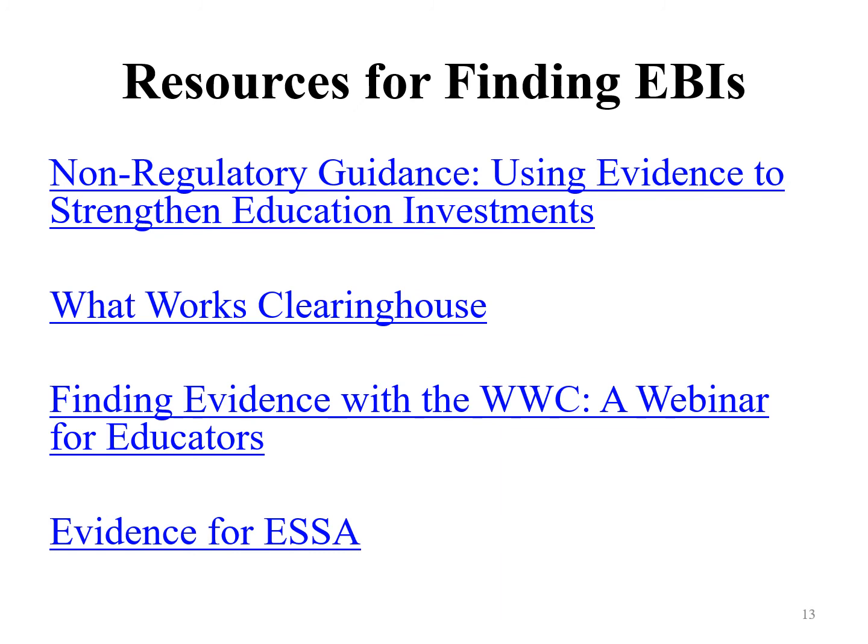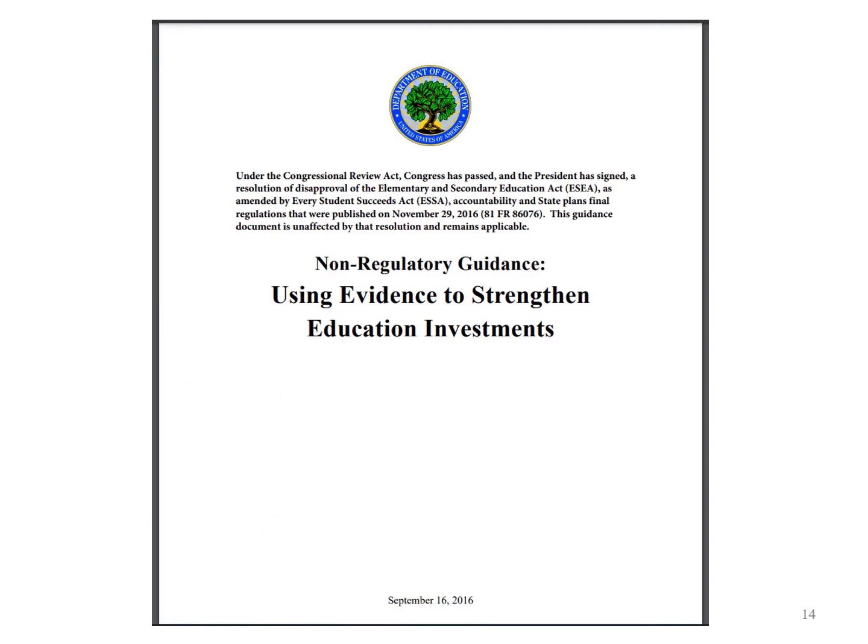Now that you have an understanding of the 4 levels of evidence defined by ESSA, let's look at some resources that will help you find evidence-based interventions that meets your district's or school's need and the required level of evidence for various funding sources. The non-regulatory guidance, Using Evidence to Strengthen Education Investments, is a guide for understanding the levels of evidence defined by ESSA. The guide also includes other considerations to note, including local capacity when searching for and selecting interventions.